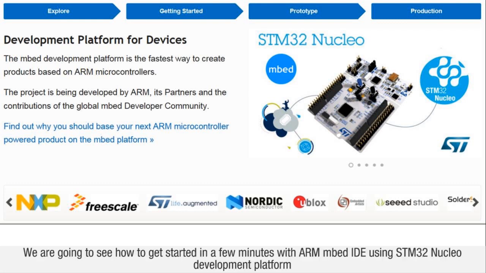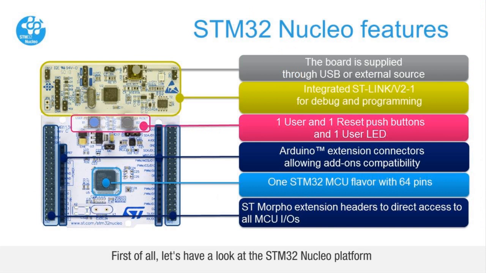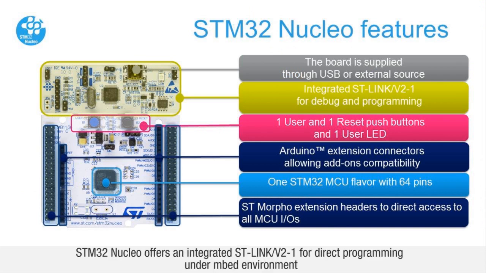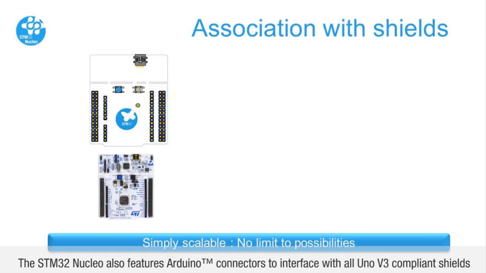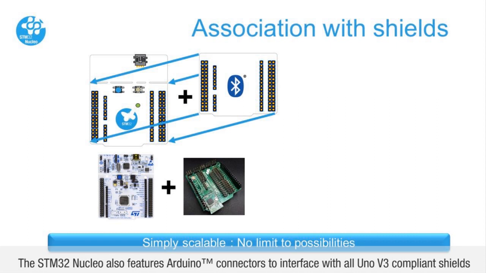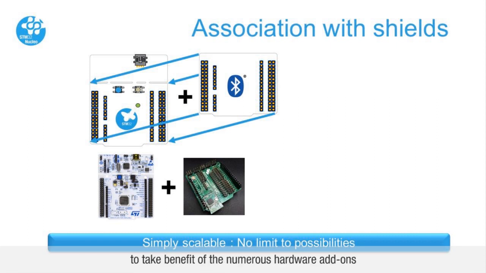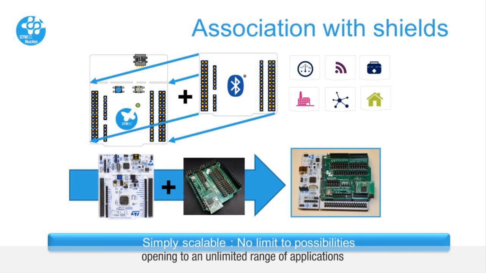We are going to see how to get started in a few minutes with ARM Mbed IDE using STM32 Nucleo development platform. First, let's have a look at the STM32 Nucleo platform. STM32 Nucleo offers an integrated ST-Link V2-1 for direct programming under Mbed environment. The STM32 Nucleo features also Arduino connectors to interface with all UNO V3 compliant shields to take benefit of the numerous hardware add-ons, opening to an unlimited range of applications.